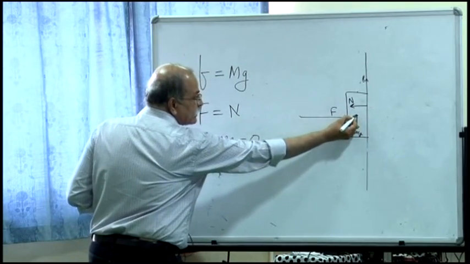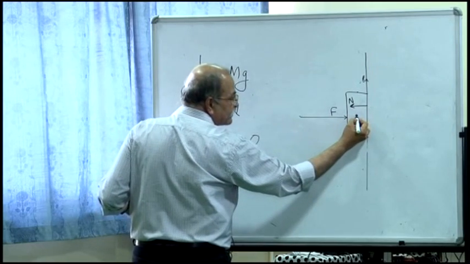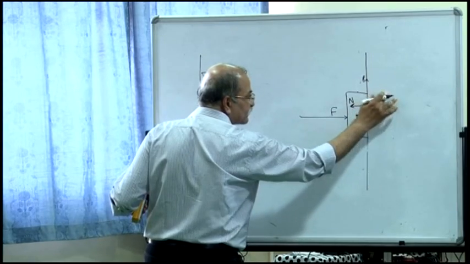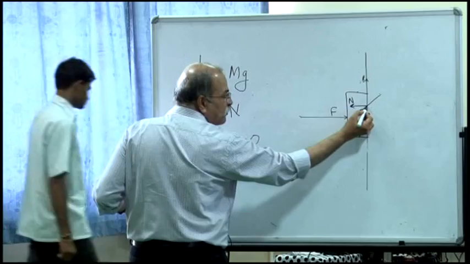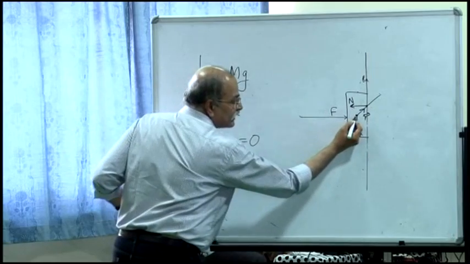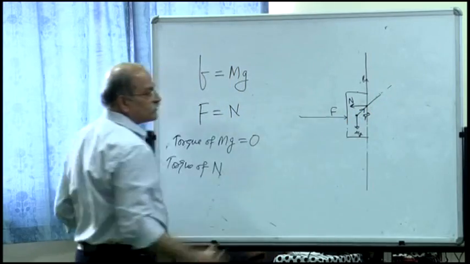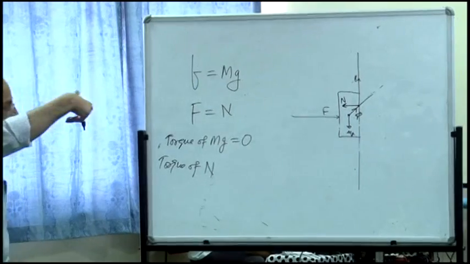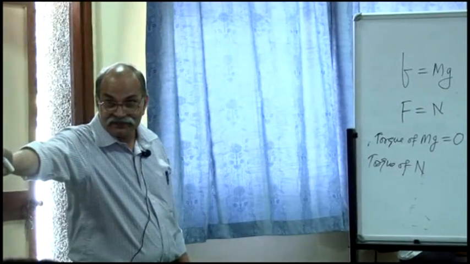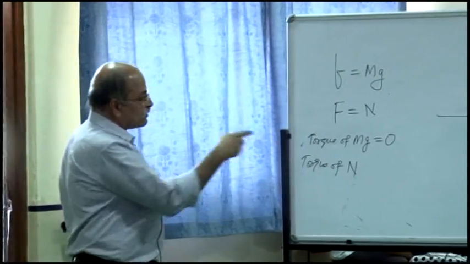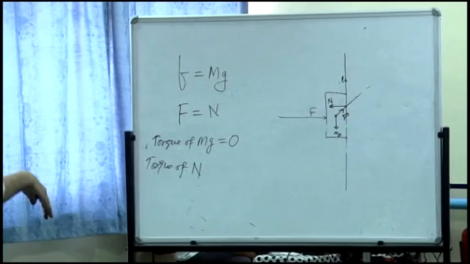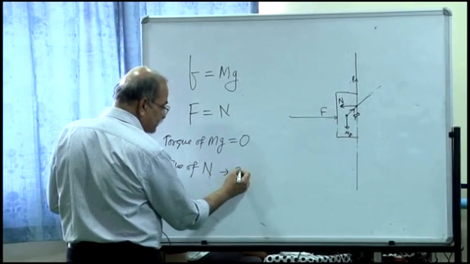Now torque of N about this origin here. So this is the r vector, the direction from the origin to the point where the force is acting. If this is r vector and this is N vector, what will be the direction of r cross F? Coming towards us, right? Or in terms of clockwise or anti-clockwise, how will it try to rotate? Anti-clockwise. So torque of N is anti-clockwise.